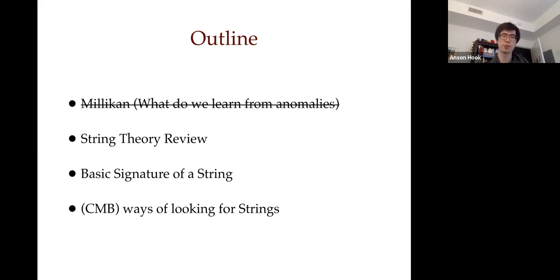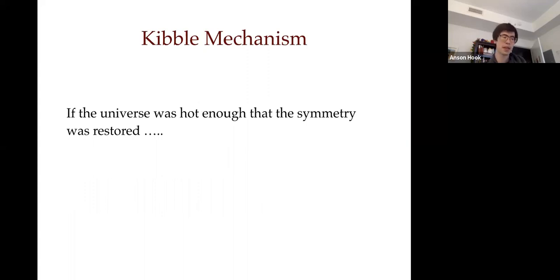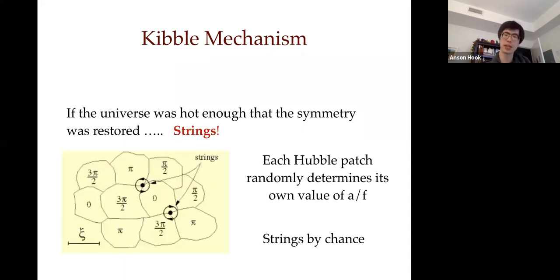So first, we have to describe why strings exist, or how they can exist. And it turns out that there's a really, really simple way to produce strings in the early universe. It's called the Kibble mechanism. It's basically the same way that pretty much every topological defect in the real world, for example in metals, is formed, which is if you take the universe and reheat it so that the U(1) symmetry, of which the axion is an angular field, is restored, then you automatically get strings.